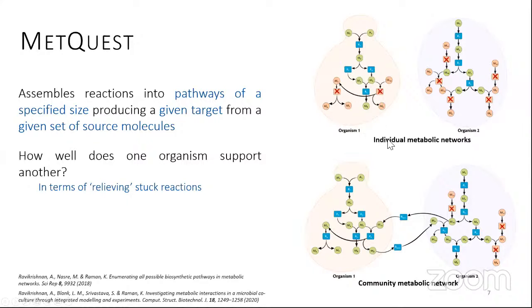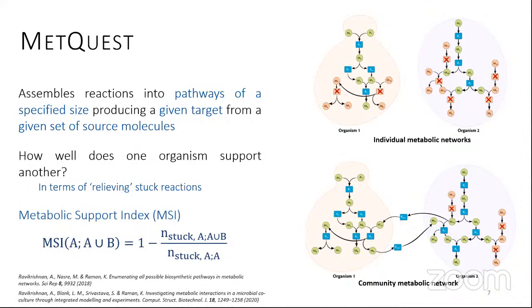Whereas in the community metabolic network, we see that through a metabolic exchange, M10 from organism 2 to 1 and M9 from organism 1 to 2, the reactions that were previously stuck have been relieved. This extent of benefit that one organism receives from another can be quantified by the metabolic support index, which is essentially the fraction of reactions that are relieved in the presence of another.